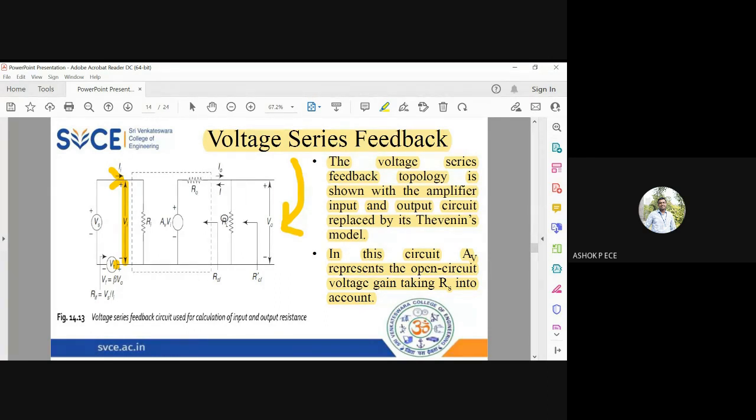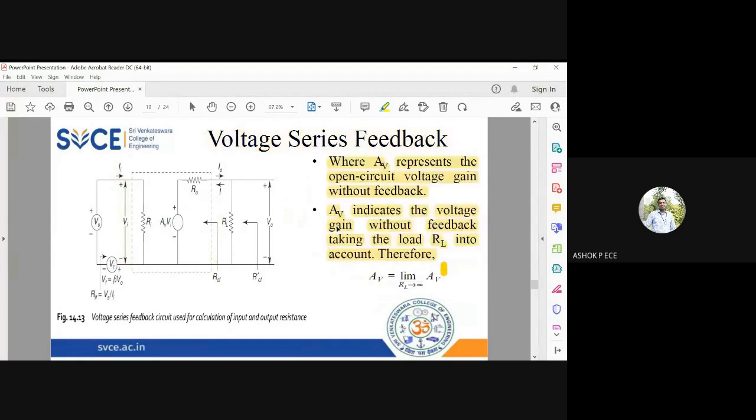And I'm connecting RL externally, and across RL I'm measuring V naught. If I measure output resistance, it is going to be before RL. After RL, it becomes R naught F dash. And current coming out of the amplifier is I naught. And since it is series mixing, the voltage is mixed at the input side. And then apply KVL, KCL. It's going to be very simple.